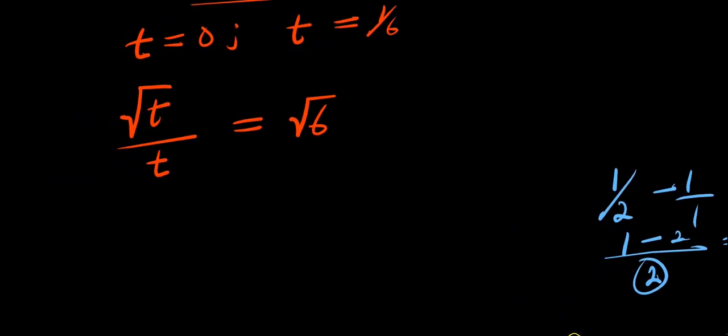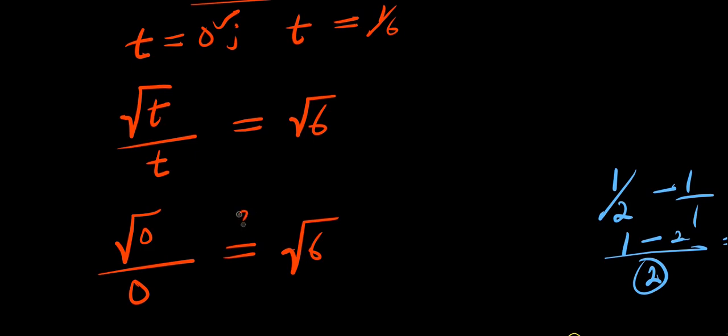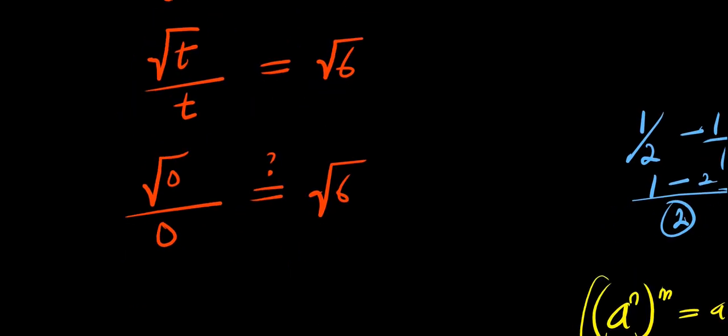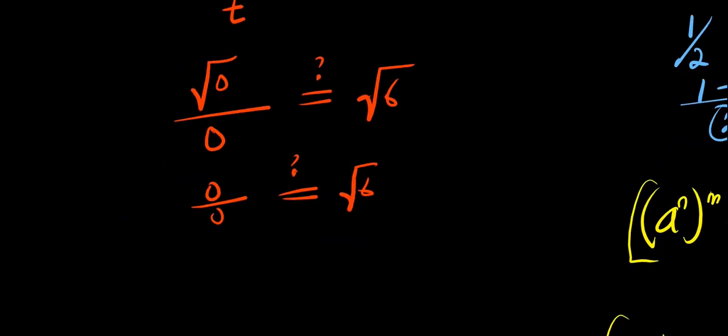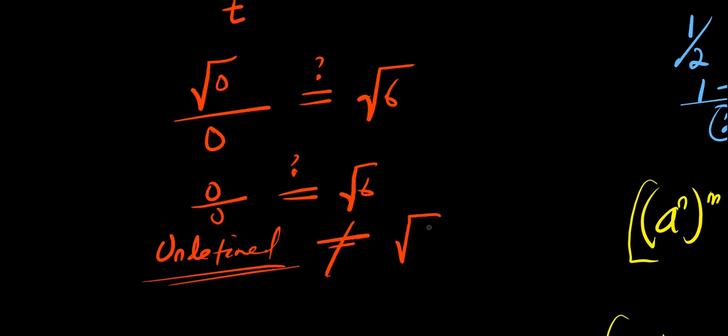So let's start with 0. When t equals 0, I will have square root of 0 divided by 0. Is it the same thing as square root of 6? So square root of 0 is 0. I have 0 divided by 0. This is square root of 6. Obviously, 0 divided by 0 is undefined, or indeterminate. And this is not equal to square root of 6 at all.